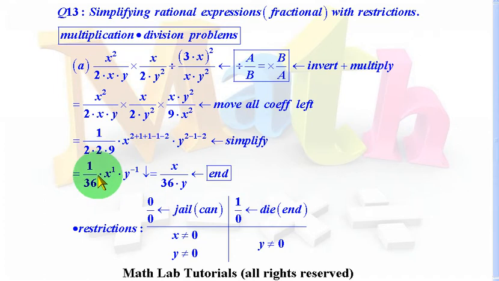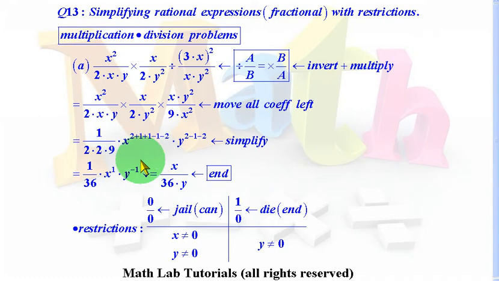Let's continue over here. If we simplify the coefficient over here, we get 1 over 36, no problem. And then if we simplify this little integer string over here, we get x to the power 1. And if we simplify this integer string, we get y to the power -1. X to the power 1, of course, is x. 36 goes on the bottom, and this gets downshifted to the bottom. At the end, we get x all over 36y, and that will constitute the end of the problem. That's the reduced form of that original mess. However, we have to impose restrictions so nobody goes to jail and nobody dies.